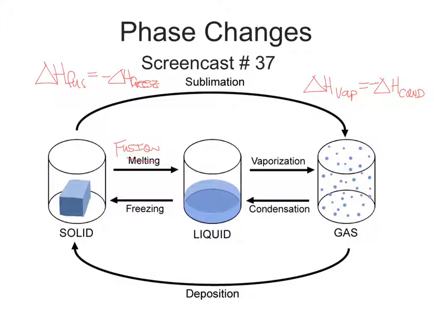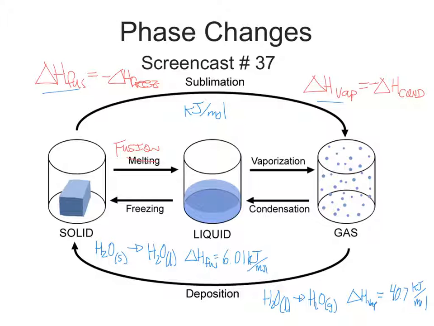These values are often expressed in kilojoules per mole rather than kilojoules per gram. So when you're calculating these, it's important that you are aware of the fact that I might give you grams and you would need to convert it first into moles in order to calculate the heat of fusion or heat of vaporization, for example.